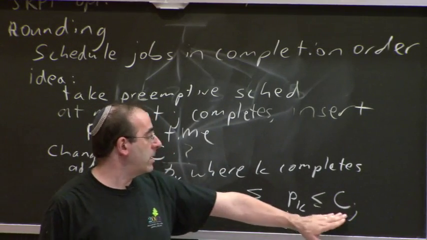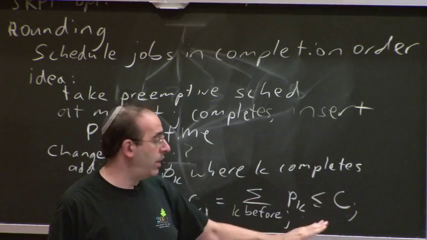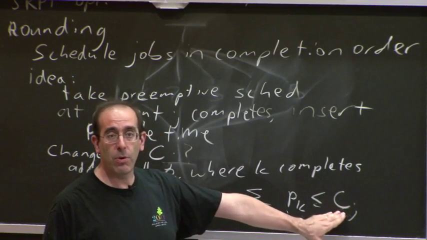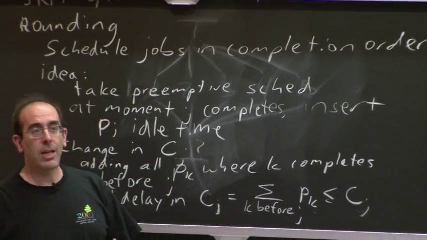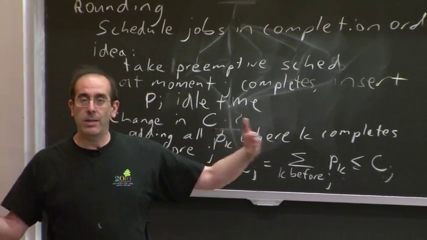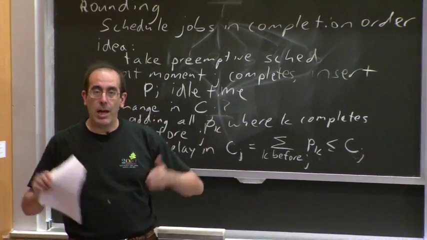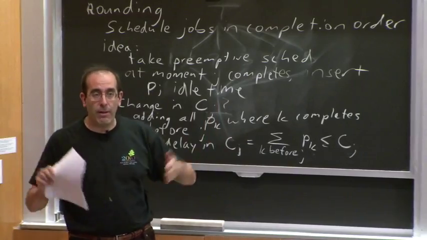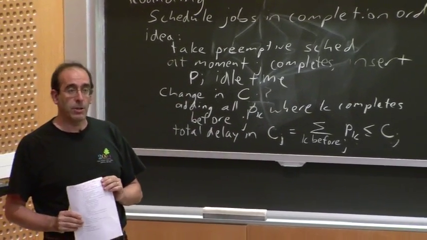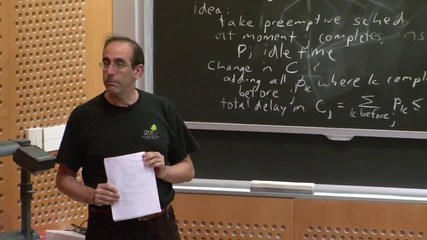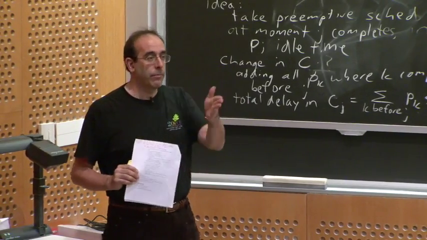And so the increase in job J's completion time is only another factor of CJ. In other words, at worst, it doubles. So each completion time at worst doubles. And that means that overall, your average completion time at worst doubles. And so you have a factor of 2 approximation. OK? Yes?